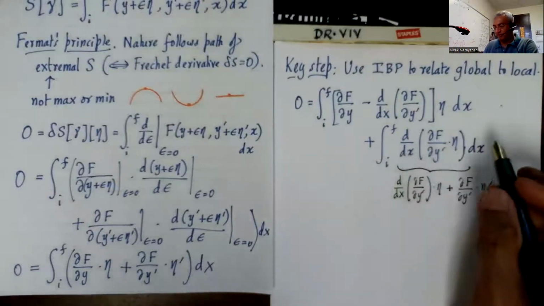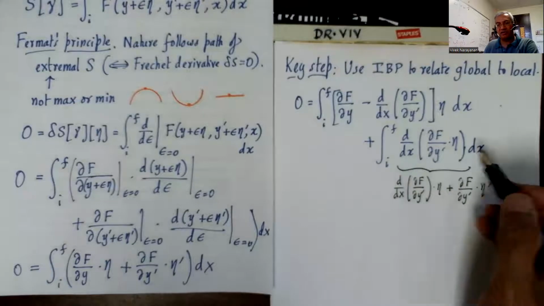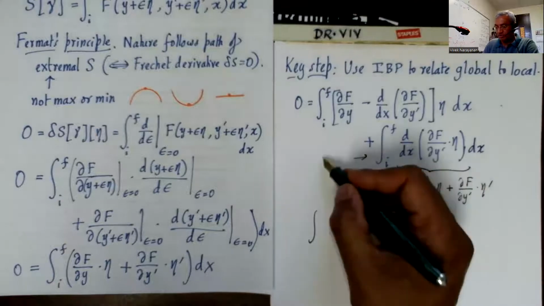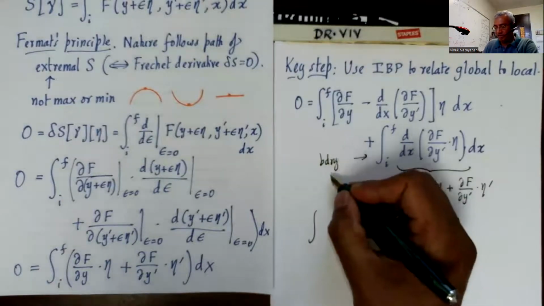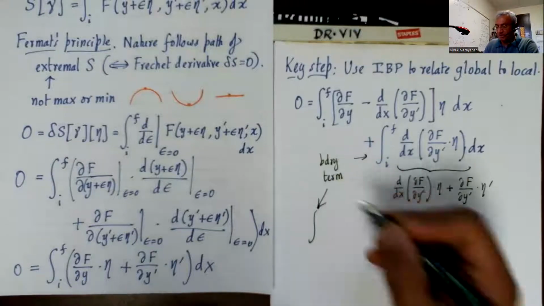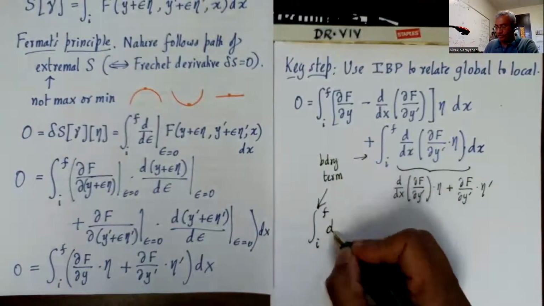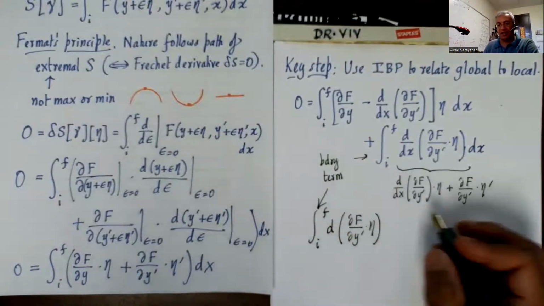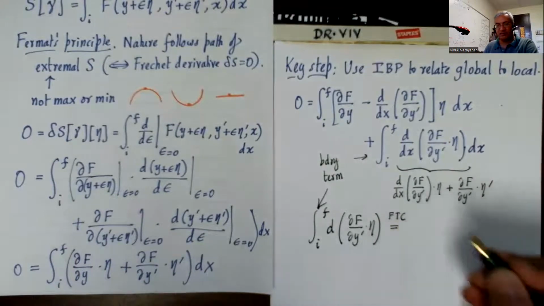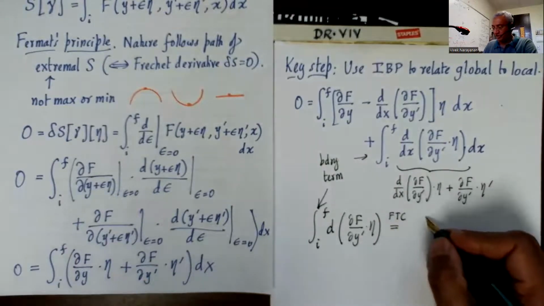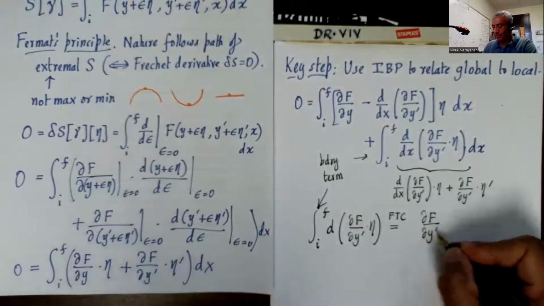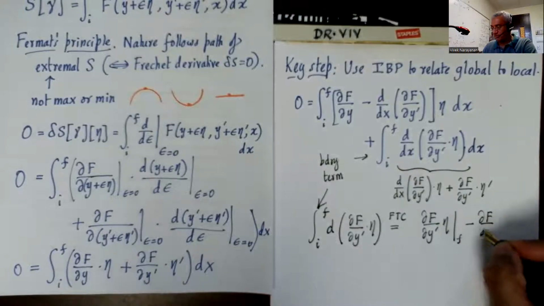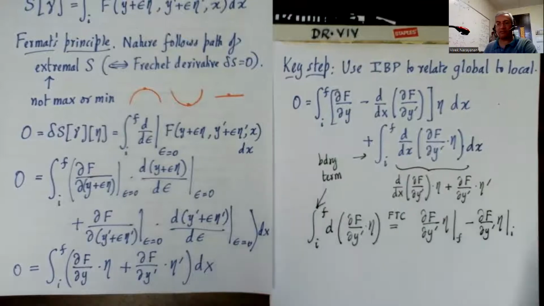By the fundamental theorem of calculus, the integral of a pure derivative, because it's d by dx of something dx, can be written as this term here, which I'll call the boundary term, BDRY means boundary. So the boundary term looks like this, integral from I to F, d of del F over del Y prime times eta. And by the fundamental theorem of calculus, that's what FTC means, this is just del F by del Y prime eta evaluated at F minus del F by del Y prime eta evaluated at I.